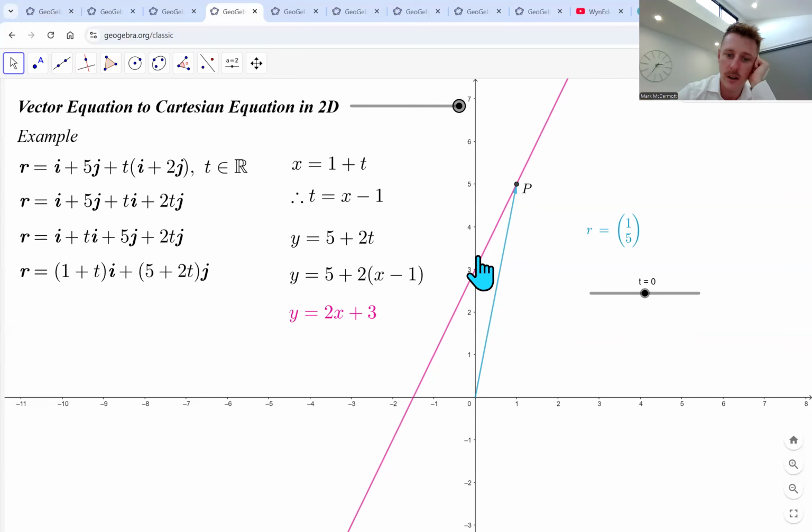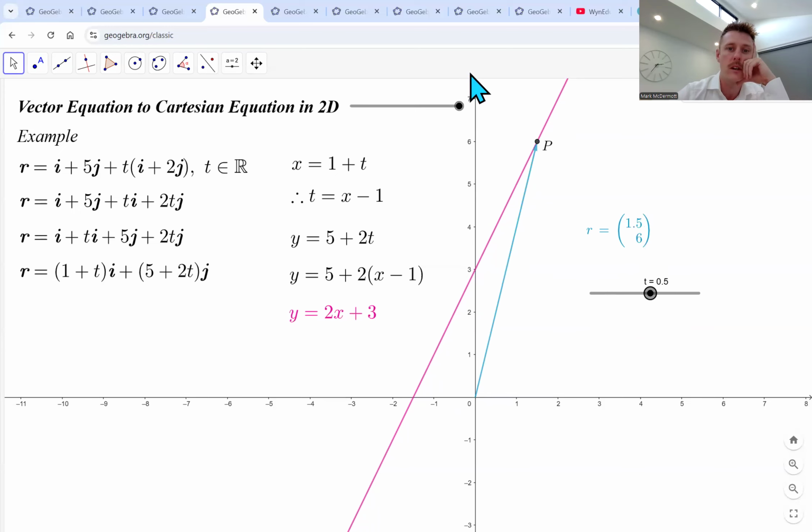You can just sort of check that. You've got a y-intercept at 3 and an x-intercept at negative 1.5, or negative 3 on 2 if you rearrange that. So that does check out, and that point P obviously traces along there. So pretty nifty. And when t is negative 2.5, you get an x-intercept, as it were, at negative 1.5. So that's how you go from a vector equation to a Cartesian equation in 2 dimensions.